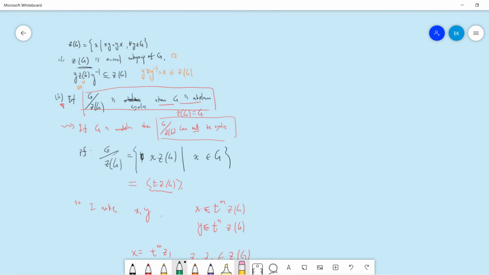And next time, maybe we will talk about some examples of centers and we can see more interesting facts.